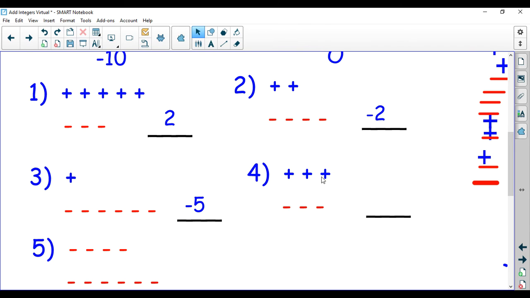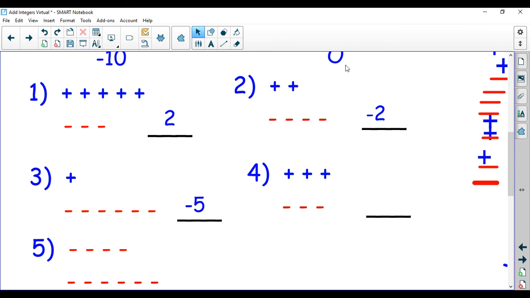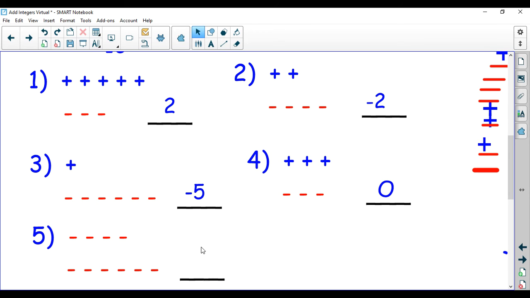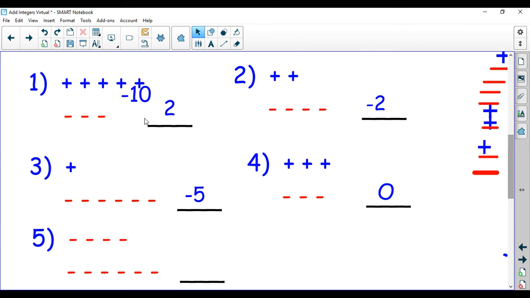We have 3 positives and 3 negatives in number 4. Who's got the advantage? No one. So we say that's 0. What about in number 5? We have 1, 2, 3, 4 negatives and 1, 2, 3, 4, 5, 6 negatives. Who's got the advantage? Well, the negatives, because we don't even have any positives. So negative 10 is our answer.